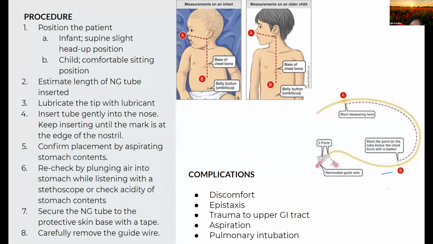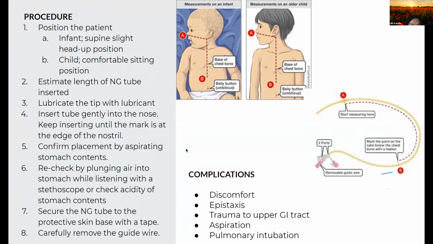So if the patient starts to gag or choke or cough excessively or even becomes paler or cyanotic, then we should remove the nasogastric tube immediately because it may indicate that the tube is inside the trachea. So remove the tube and then let the patient rest and recover first before trying again.